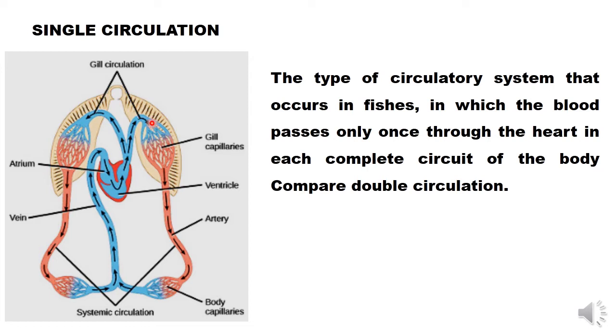That's why single circulation. Where do we find it? In fish or Pisces. And what kind of situation do we need for that? A two-chambered heart is that structure where single circulation will be observed.